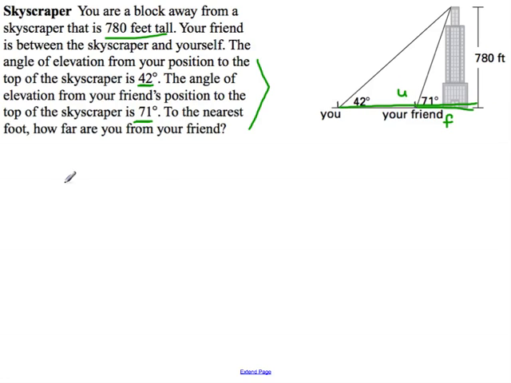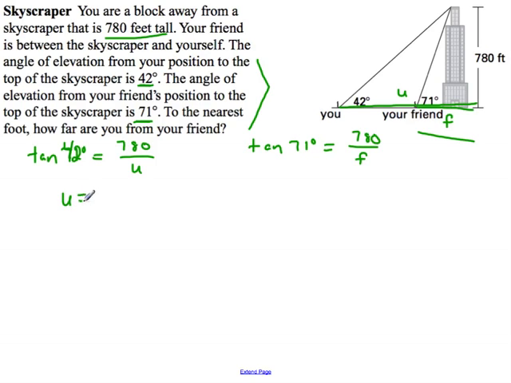So what we'll do is we'll just say this is going to be the tangent of 71 degrees is equal to the opposite, which is 780, divided by u. And then we'll say the tangent of, I'm sorry, this should be the 42 degrees, equals 780 divided by f. Okay, so 71 is just going to be this distance here. The u is the entire distance. We'll say that u equals 780 divided by the tangent of 42 degrees. We'll say f is going to equal 780 divided by the tangent of 71 degrees.